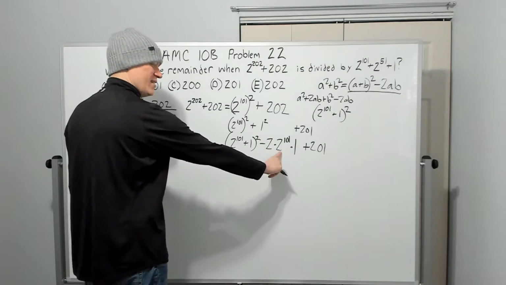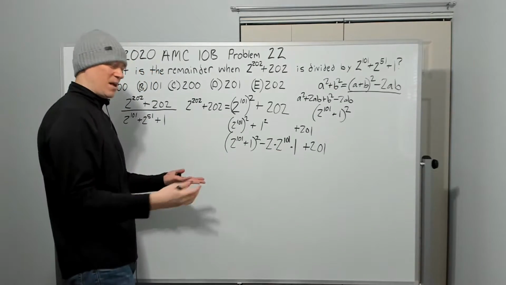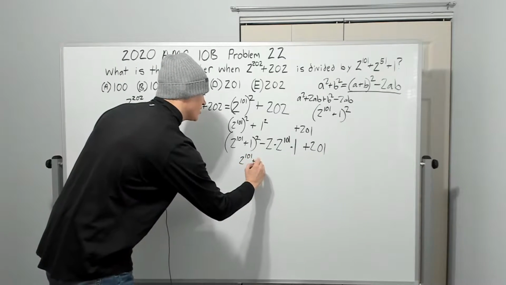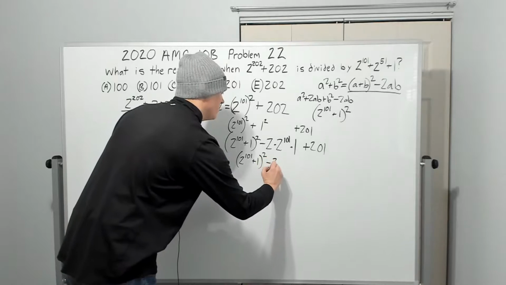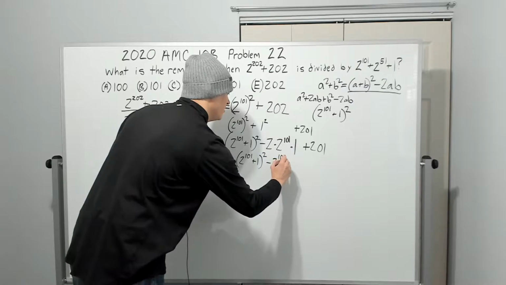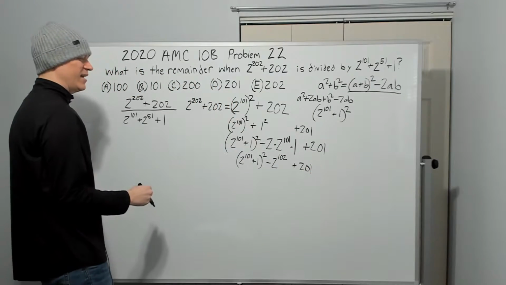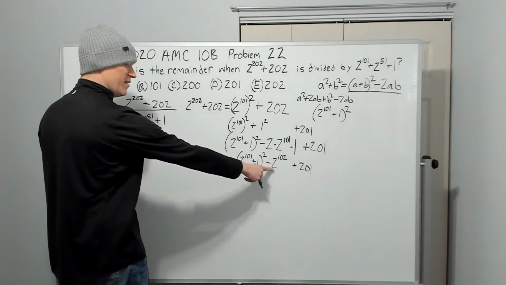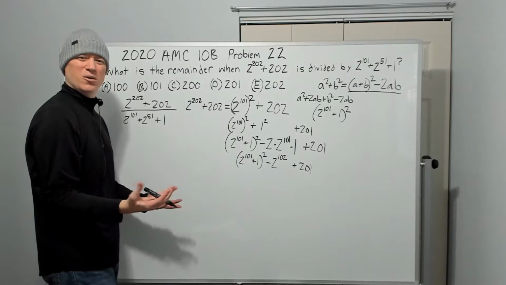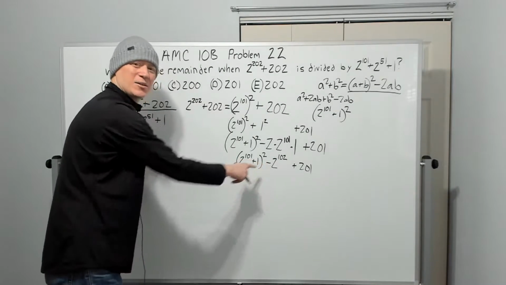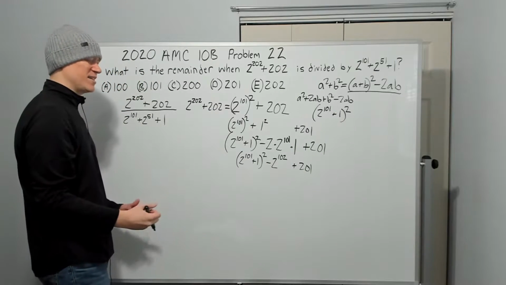Again, this and this have the same base. Maybe we should combine them. Let's do that. 2 to the 101 plus 1 squared minus 2 to the 102 plus 201. Okay. Hey, that's a perfect square, and this is a base to an even power, which means it's a perfect square. And last time I checked, that's a minus sign, which means we have the difference of squares.